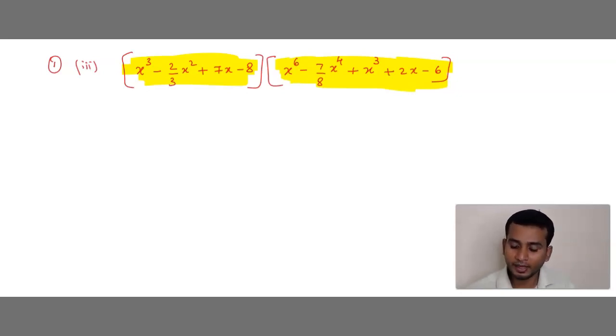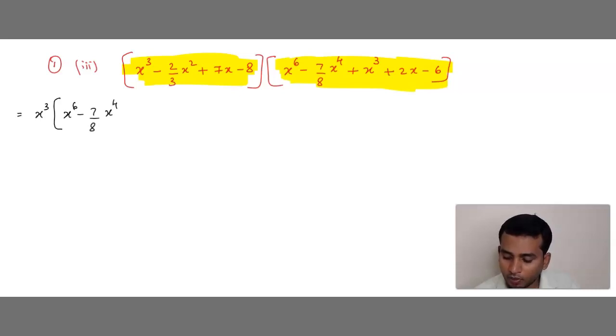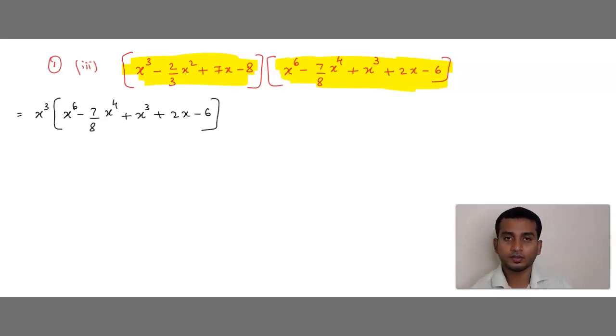How to multiply? As I said, what is the first term here? That is x cube. This first term x cube, we should multiply with the complete rest of the terms. Which is the rest of the terms? That is x to the power of 6 minus 7 by 8 x to the power 4 plus x cube plus 2x minus 6. Done.